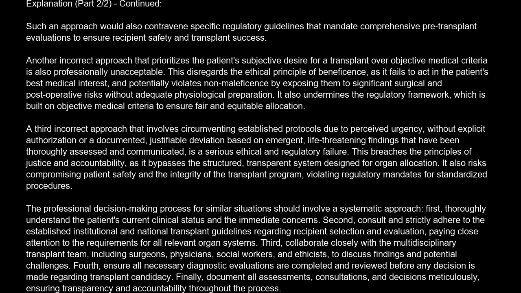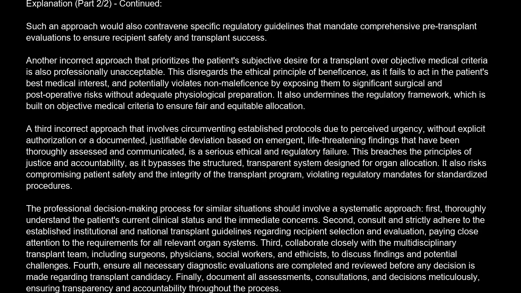The professional decision-making process for similar situations should involve a systematic approach. First, thoroughly understand the patient's current clinical status and the immediate concerns. Second, consult and strictly adhere to the established institutional and national transplant guidelines regarding recipient selection and evaluation, paying close attention to the requirements for all relevant organ systems.